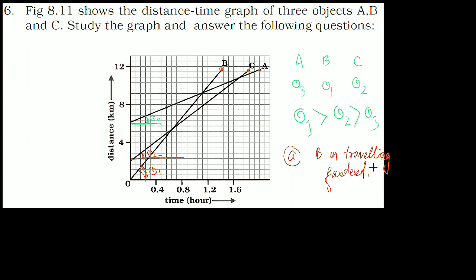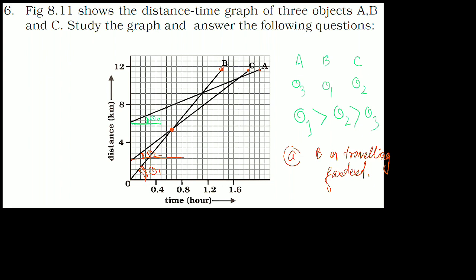Now the question in part B asks: do all three ever meet at the same point on the road? That means three cars are given, A, B and C. In the second question, they have asked whether these three cars are going to meet at a certain point. So what we have to observe, look closely, is the meeting point of what?